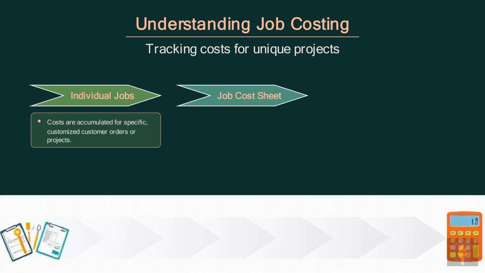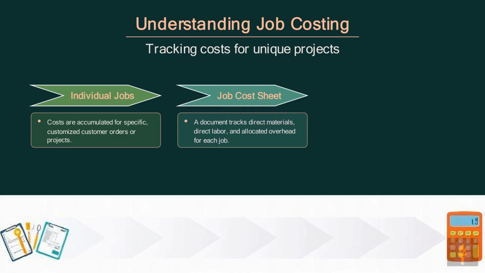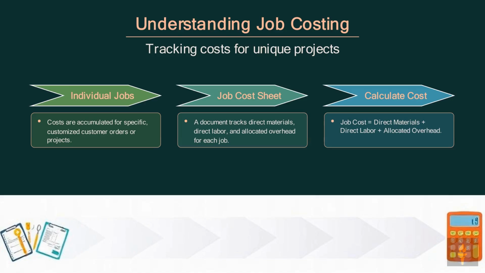A job cost sheet is used to track direct materials, direct labor, and allocated overhead. This essential document meticulously tracks direct materials, direct labor, and overhead allocated to each specific job. To calculate the total job cost, we add direct materials, direct labor, and allocated overhead. The job cost is simply the sum of direct materials, direct labor, and allocated overhead.